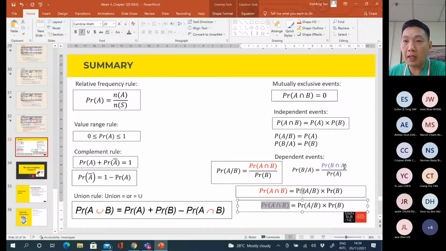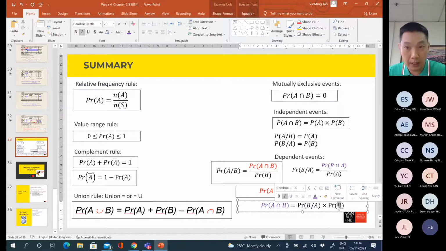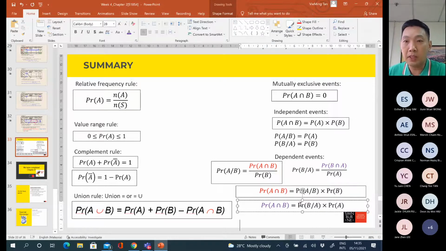So in order to get B intersect A or A intersect B, what you can do is transpose the formula by bringing probability A to the left hand side, it becomes multiply. So the answer is equal to probability B given A multiply probability A. So this formula, the purple one, is derived from here. The red one is derived from this one. We use these formulas when A and B are dependent events.